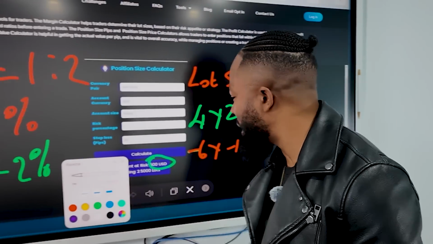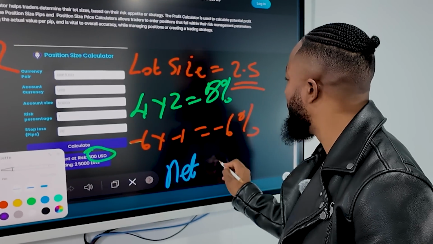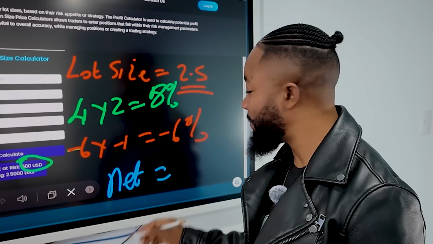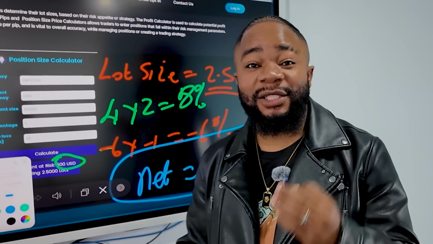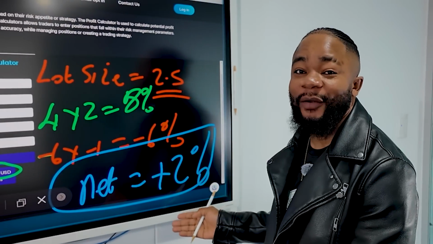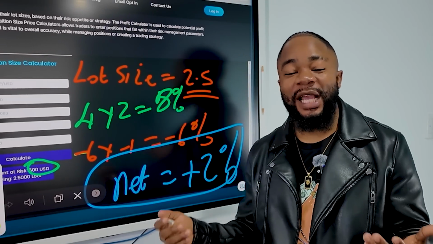So at the end of the day, what is my net? My net will be 8% minus 6%. I'm still out with plus 2%. If you can make just plus 2% on your account every month, you will still be a millionaire.